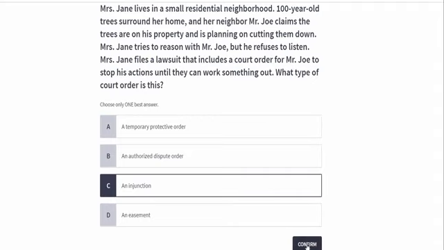It's an injunction. Oh my goodness, my cat just jumped on my chair. I apologize for that if that sounded loud.